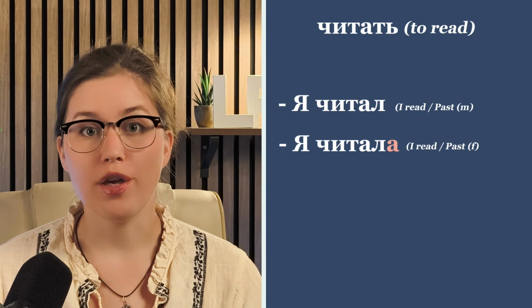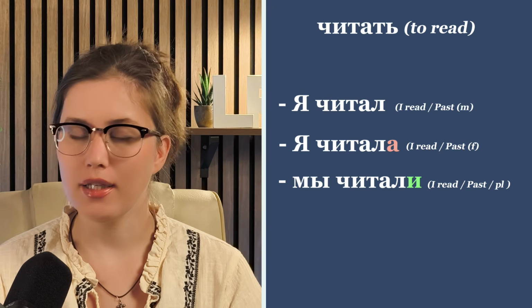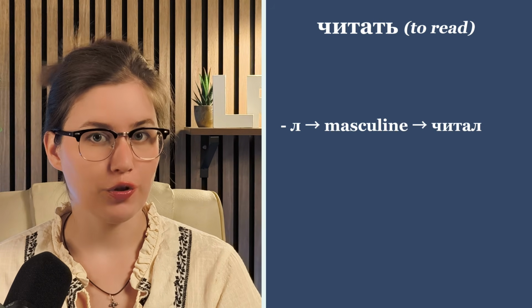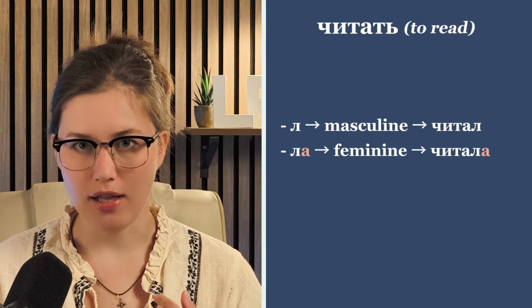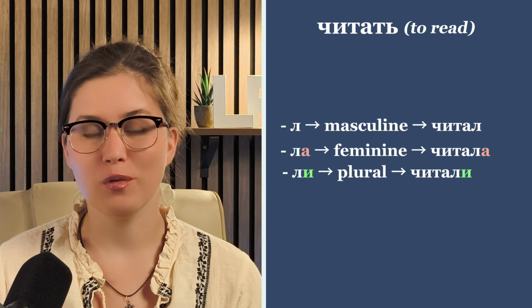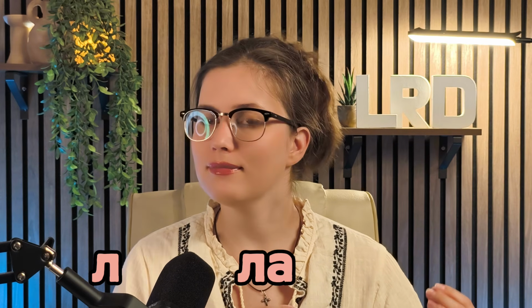And if we read together, мы читали. You add и. Ты читал, you're masculine. Я читала, feminine. Мы читали, we read, plural. That's it. That's the past tense. Russian past tense is 3 endings, not 3 tenses. Just 3 endings. L, la, li.